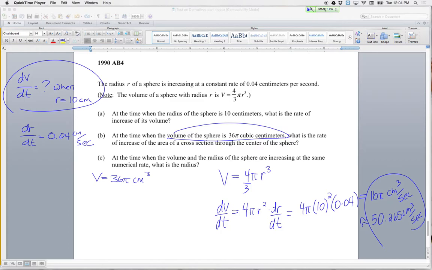What is the rate of increase of the area? So I know the volume's changing, right? This thing's getting bigger. This sphere is increasing at a constant rate. So volume's changing, the radius is changing, and apparently the cross-section through the center of the sphere is changing. So I want to figure out the rate of increase of the area of the cross-section through the center of the sphere. So I want to know dA/dt when something. And I don't know the when yet. Actually, I do know the when. I want to know when the volume is 36 pi cubic centimeters.